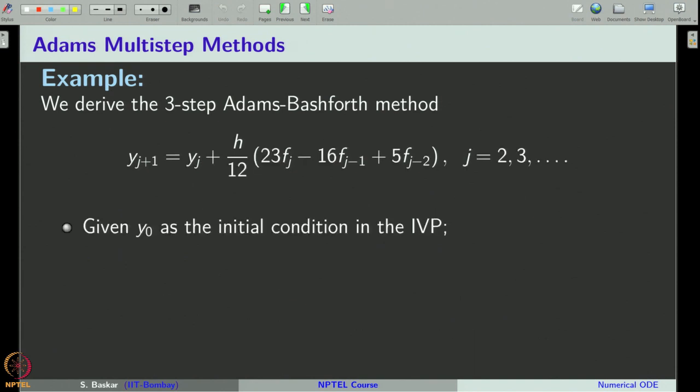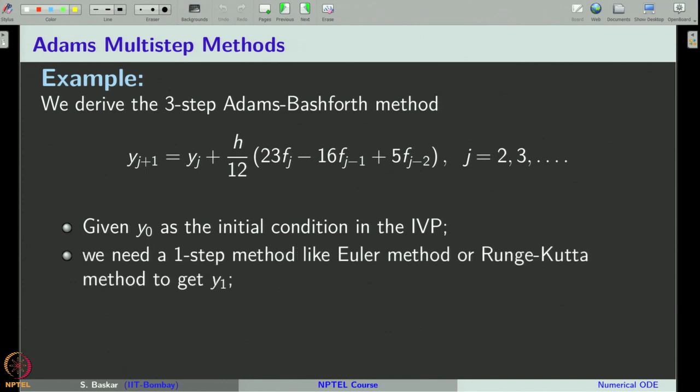Let us have some observations. Here you can see that y0 is of course given from our initial condition. Once we have this, can we get y1 from the three-step Adams-Bashforth method?